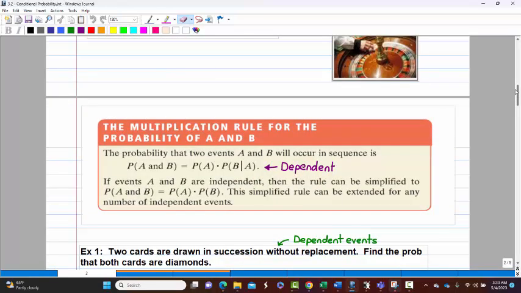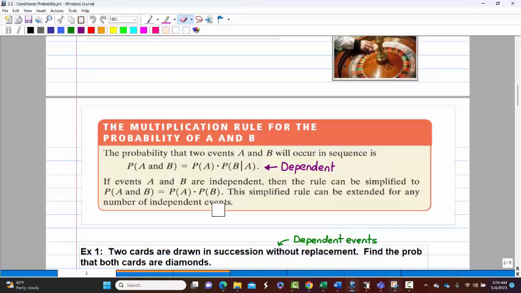Now, the probability of 2 events, A and B, occurring in sequence is the same thing. It's usually not this complicated, but the probability of A and B equals the probability of A times the probability of B given A occurs. If they're dependent, this is true. If A doesn't affect B, it would just be the probability of the two numbers multiplied together.